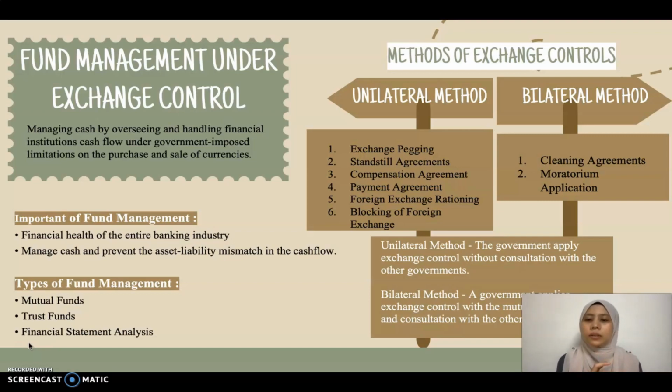The last one is bilateral method. It means that a government applies exchange control with the mutual understanding and consultation with the other government, such as clearing agreement, moratorium, and moratorium application.